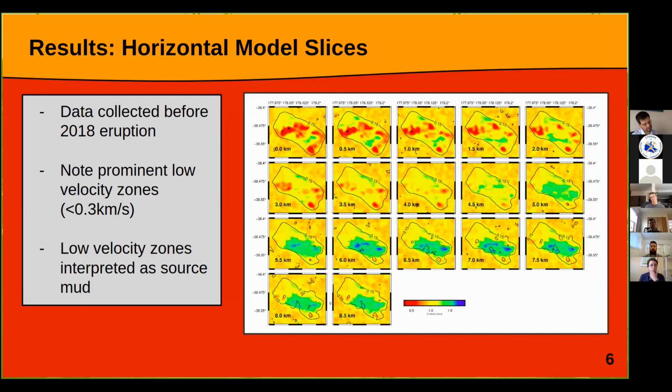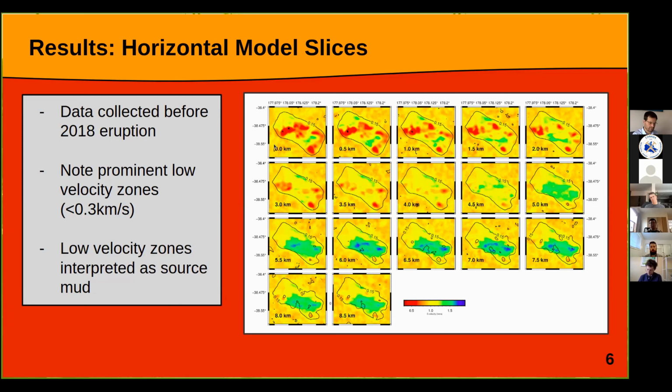I should point out that all the data for this experiment was collected before the 2018 eruption. So we can see several prominent low velocity zones located near the surface expressions. So I'll point out that the surface expressions are kind of near where these two black dots are. The one on the right is the 2018 eruption. The one on the left is where the 1930 eruption was located.